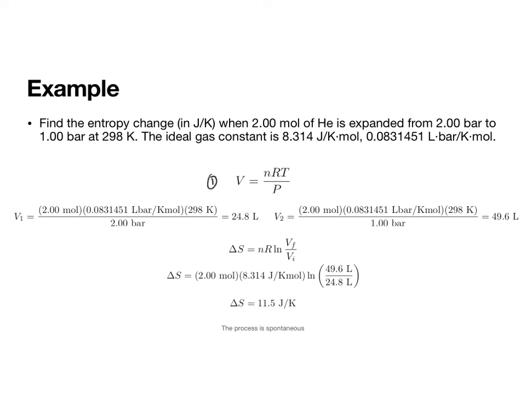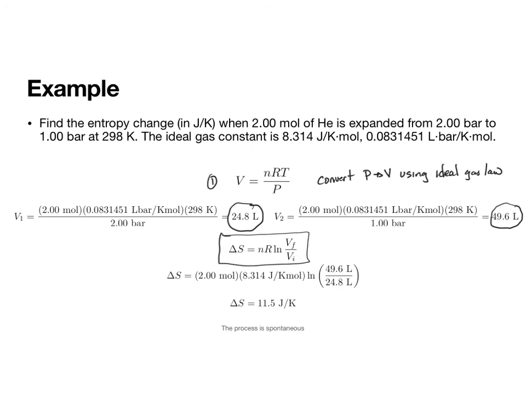And so step 1 is convert P to V. And we're going to do this using the ideal gas law. So when we do that, we get that our initial volume is 24.8 liters, and our final volume is 49.6 liters. And so now we have the information that we need to plug things in to our delta S of expansion equation.